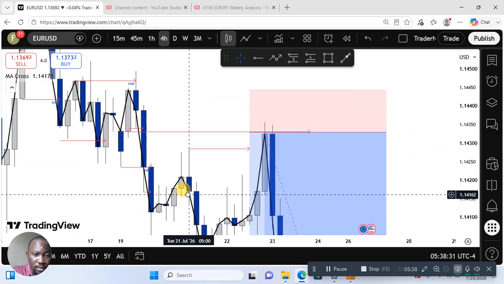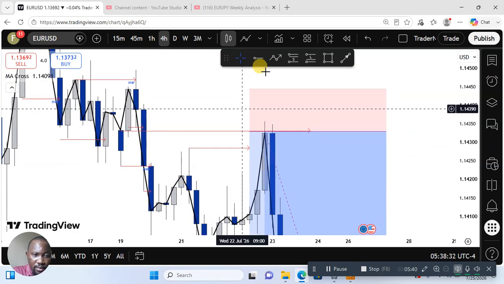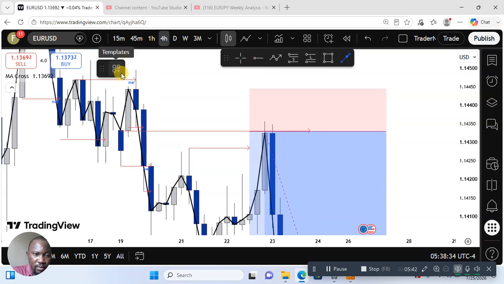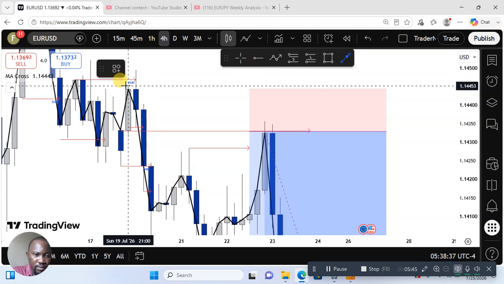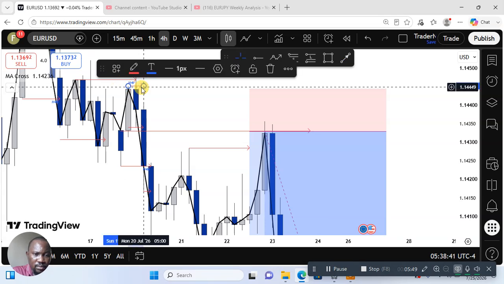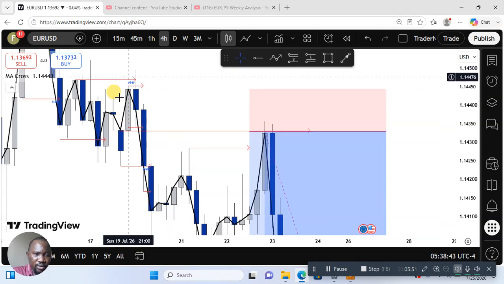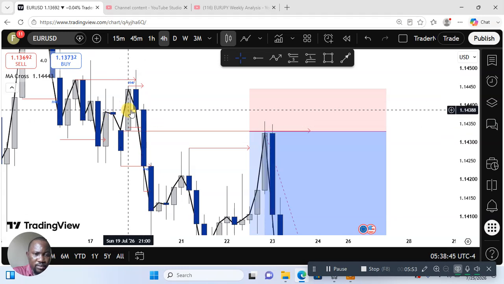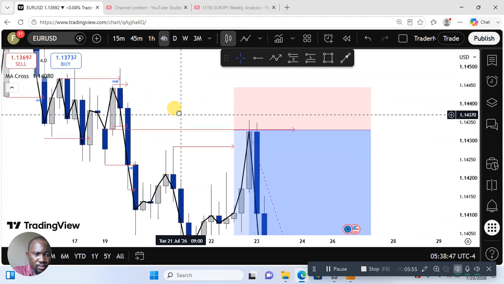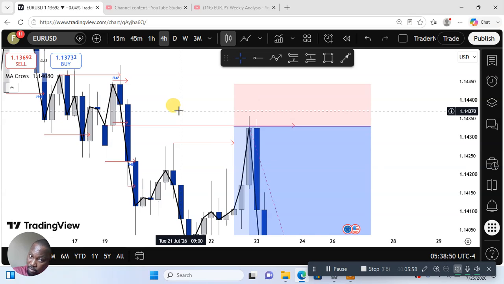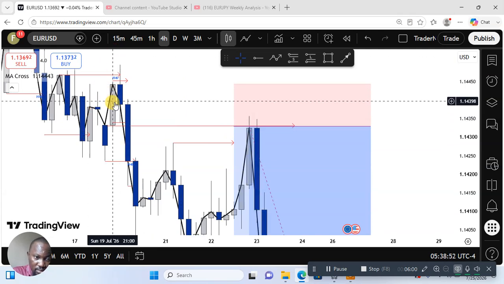Sorry, a small liquidity sweep here on the 4 hours. We saw a liquidity sweep here and a break of structure, right? Liquidity sweep and a break of structure. So what we do is, this is our order block.